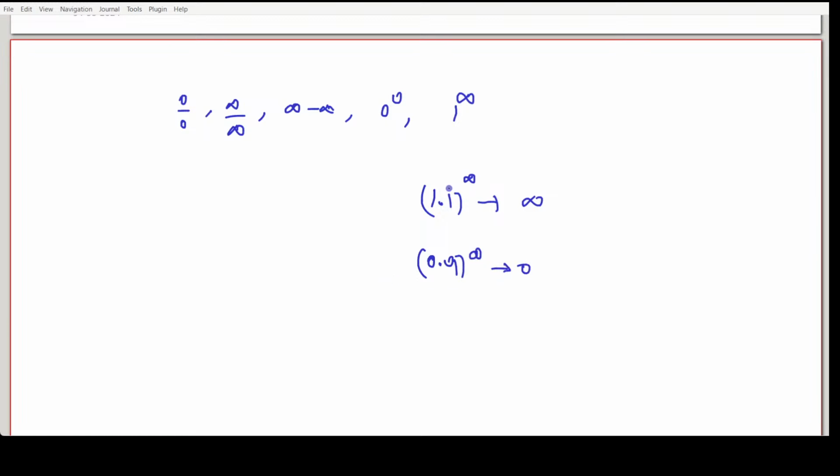Agreed? 0.9 into 0.9 is lesser than 0.9, and if you multiply again, it will be still lesser than 0.9. So if you multiply 0.9 multiple times, it will approach 0. 1.1 into 1.1 is greater than 1.1. If you multiply once more, it will go this way. One side it will go this way, another side it will go this way. That's why we are not clear. Agreed? Okay, so now we are clear.